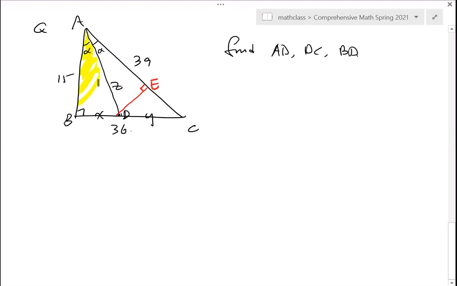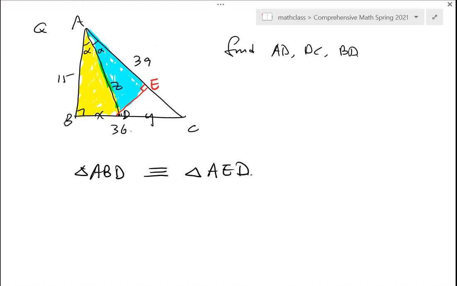So you look at these two triangles. My question is, are these two triangles congruent or not? The triangle ABD is exactly equal to the triangle AED.